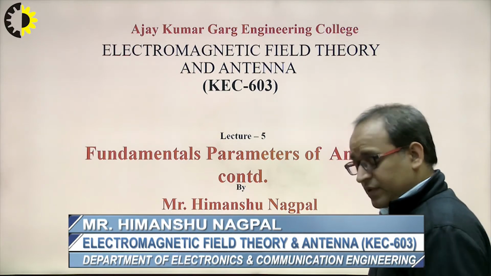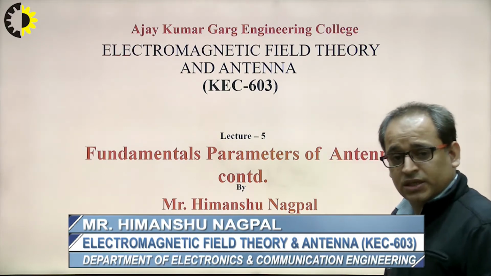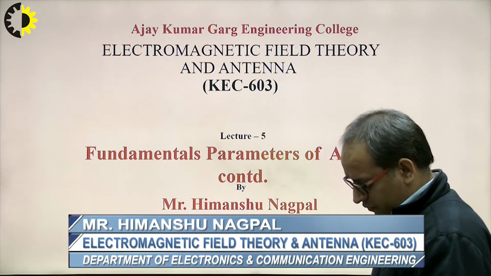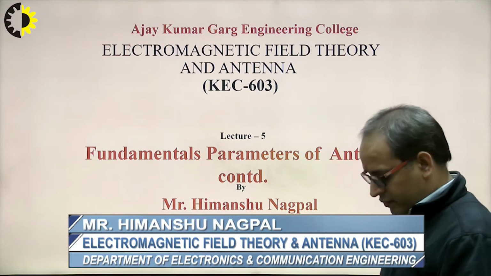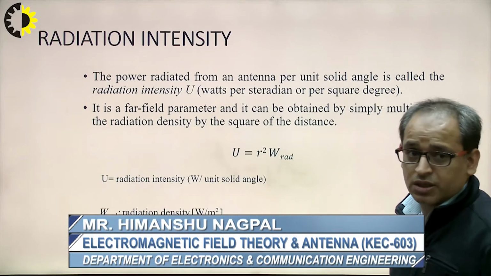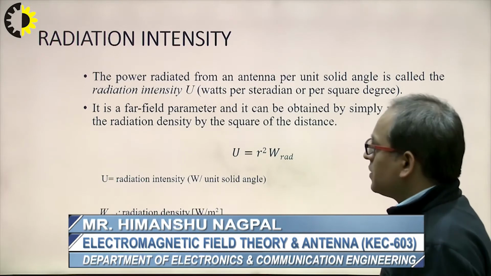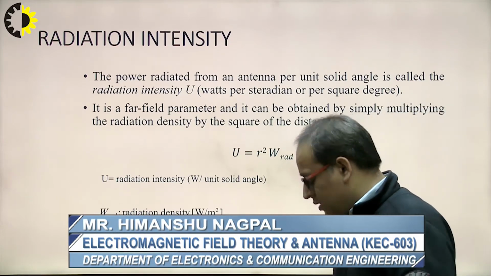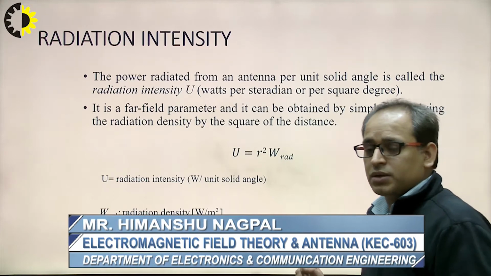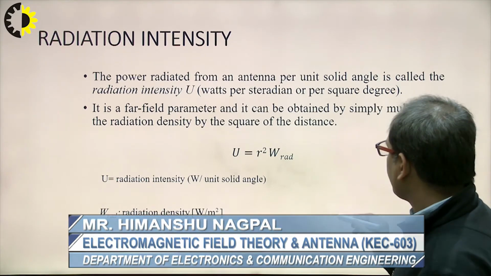In the last lecture we discussed the radiation density. Now in this lecture we will continue with the fundamental parameters of antenna. The first parameter of today's topic is the radiation intensity. The radiation intensity is defined as the power radiated per unit solid angle.